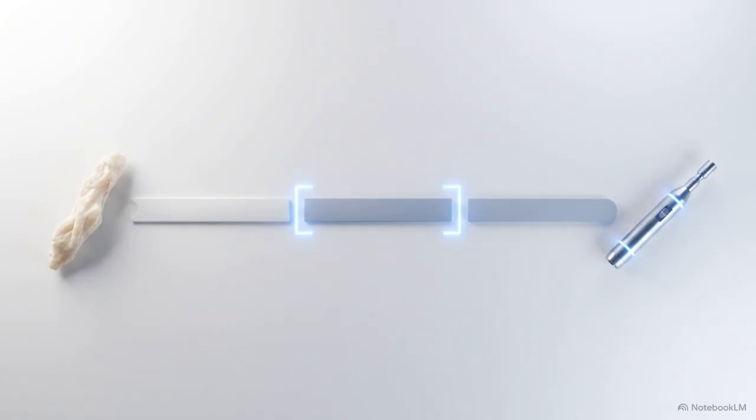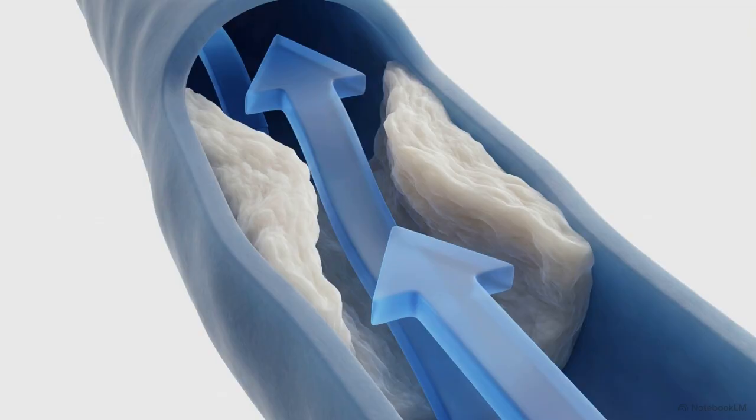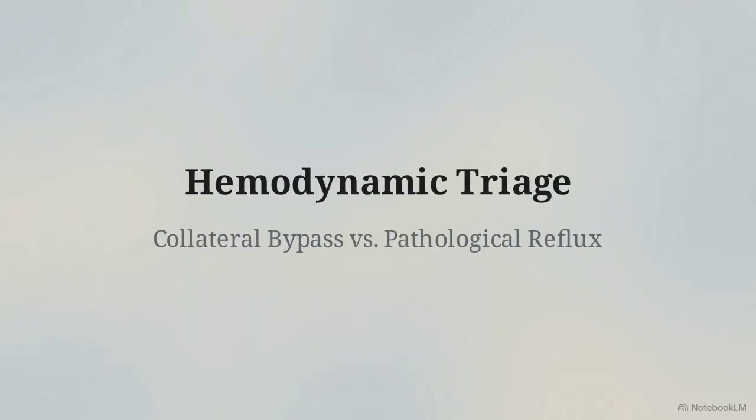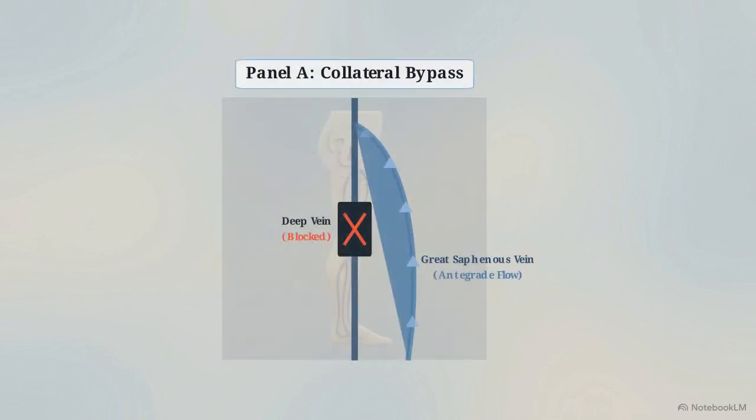Safety begins with timing. We must wait 3 to 6 months following the acute DVT event to allow for maximal deep vein recanalization before performing any ablation. The most critical step is using duplex ultrasound to determine if the great saphenous vein is a collateral pathway or a source of reflux.